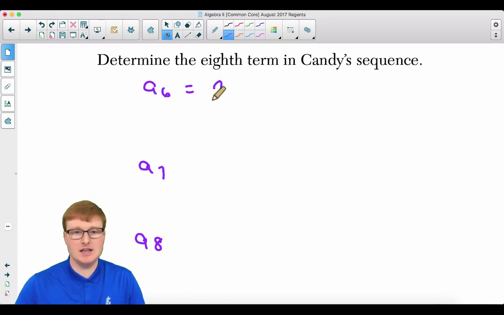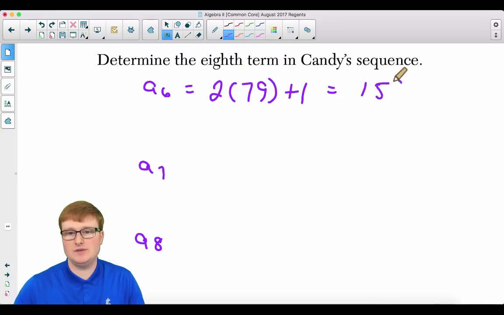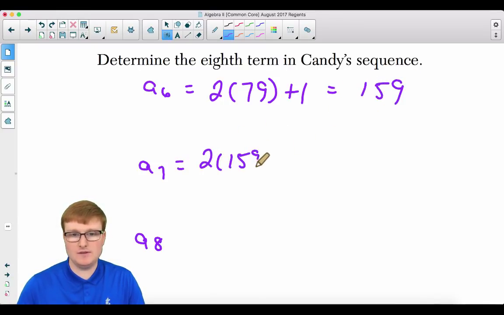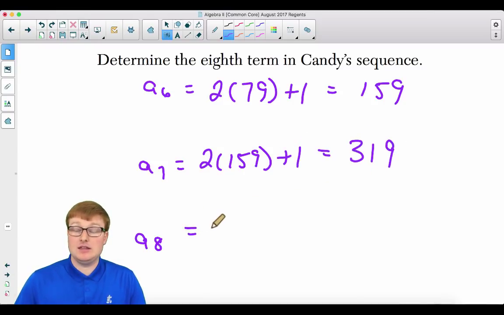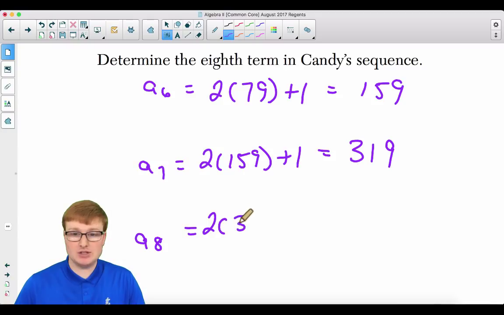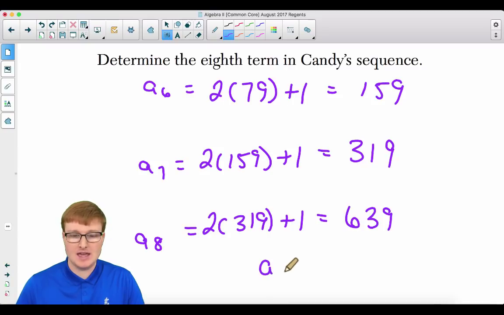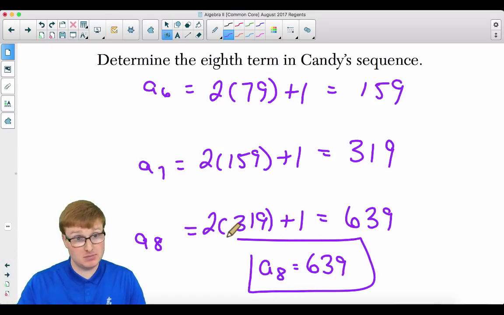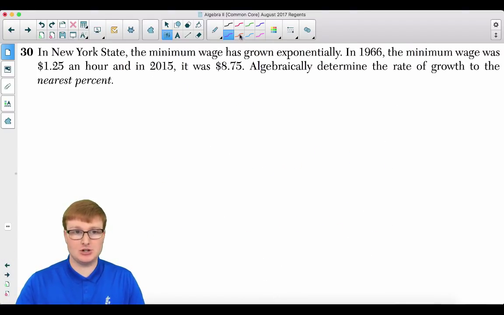So a sub 6 is 2 times the previous term, which is 79, plus 1. That's 159. The 7th term is 2 times the previous term, which is 159, plus 1. That's going to be 319. The 8th term is 2 times the previous term of 319 plus 1. That gives you an answer of 639. So, ladies and gentlemen, a sub 8 is 639. And that's your answer. Perfect. Moving on to number 30.